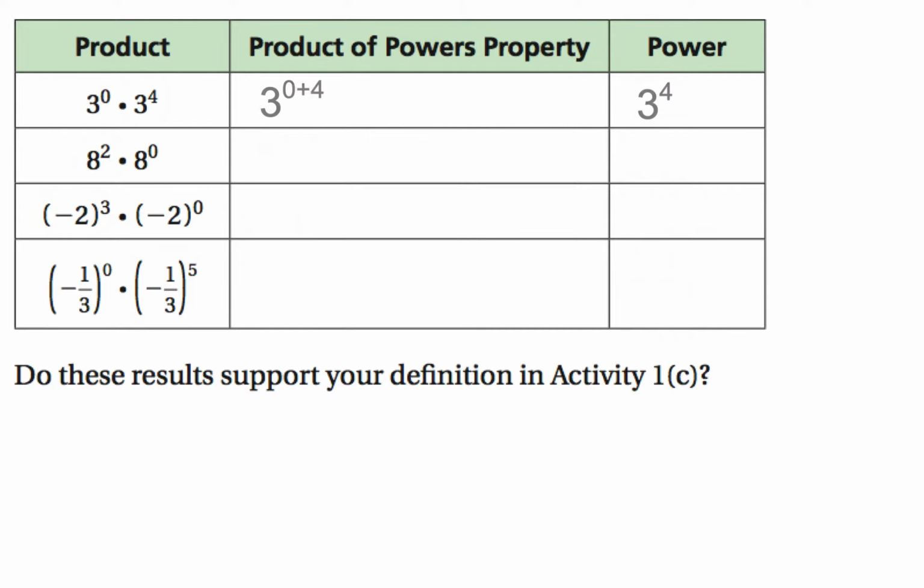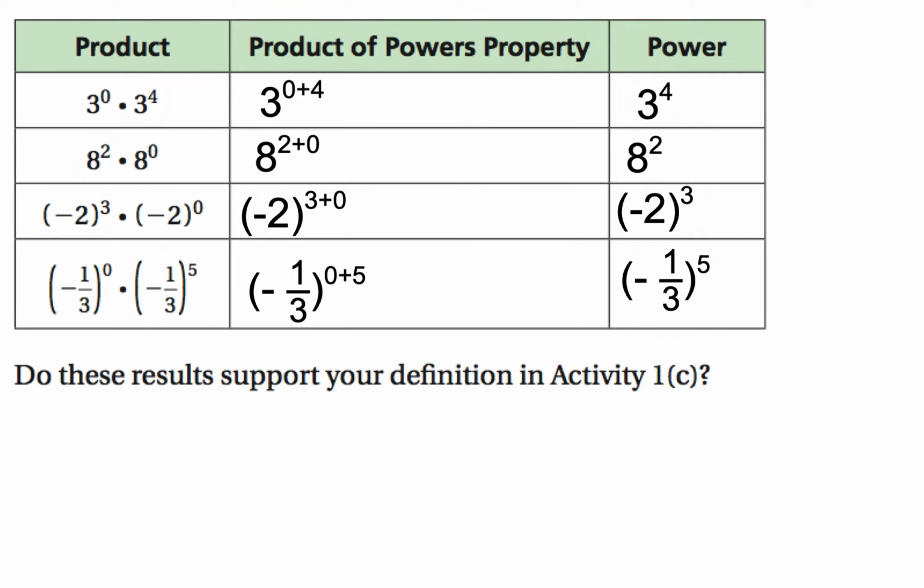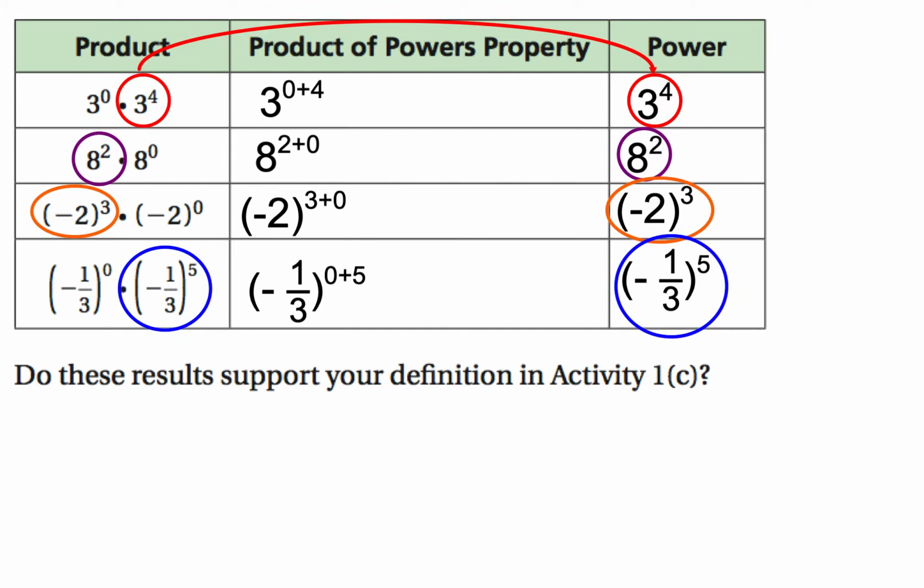Let's take 3 to the 0 times 3 to the 4th. We just get 3 to the 4th when we add the exponents. 8 squared times 8 to the 0 would just be 8 squared. If we do negative 2 cubed times negative 2 to the 0, we'd get negative 2 cubed. And negative 1/3 to the 0 times negative 1/3 to the 5th, we just get negative 1/3 to the 5th. And you should notice that if we ignore the 0 power, we get out what we put in. Now, you need to think for a moment, what causes this?